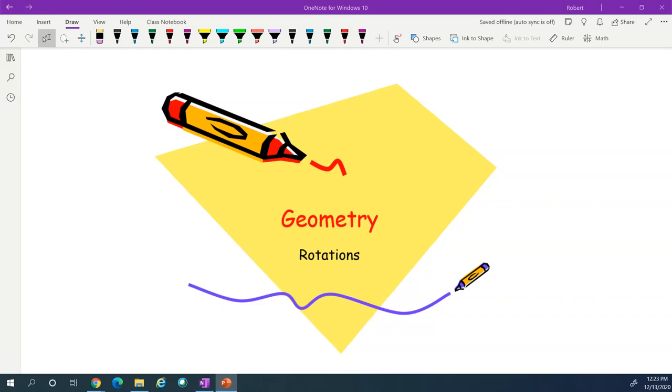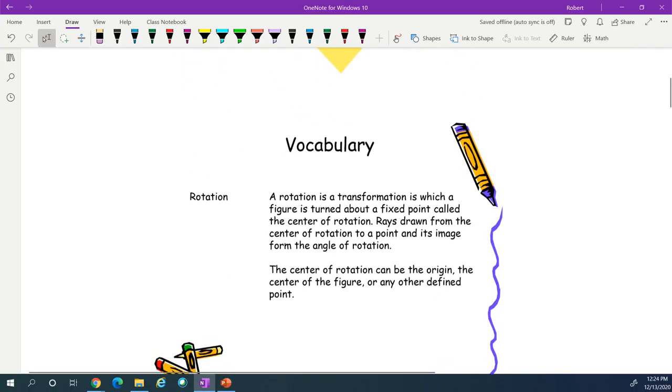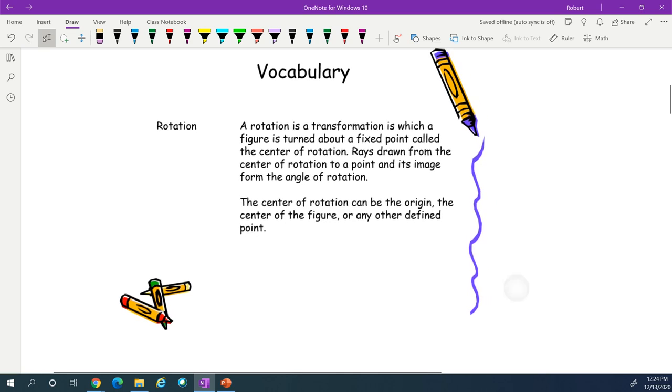Hey guys, we are back together and we are continuing to work on our transformations. Third one up for us is rotations. So let's dig into rotations here. A rotation is a transformation where the figure is turned about a fixed point. So we're spinning it around.